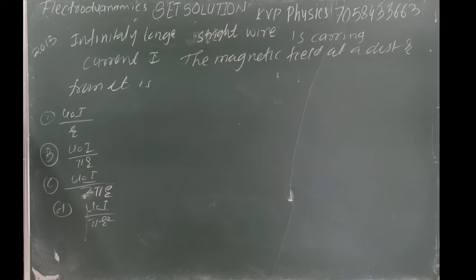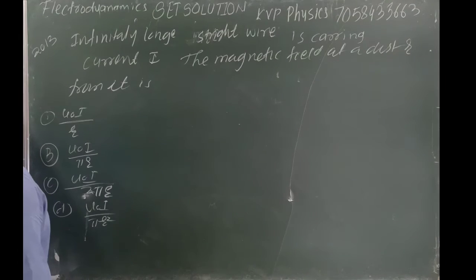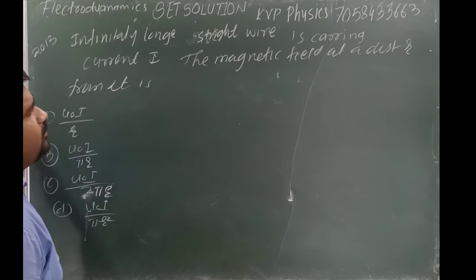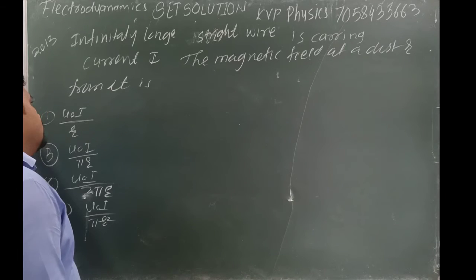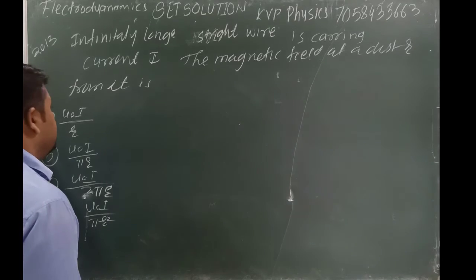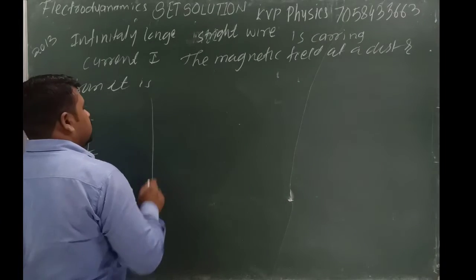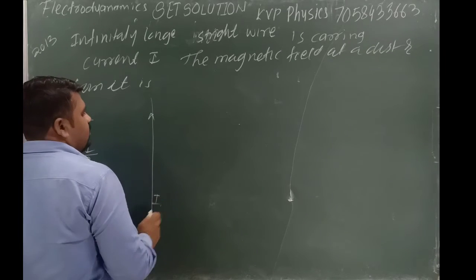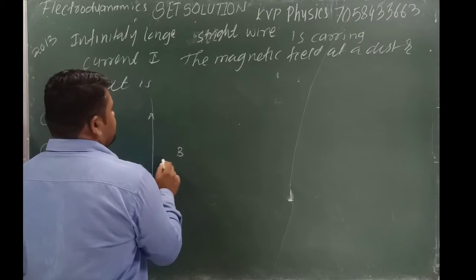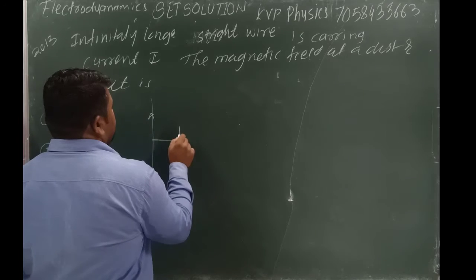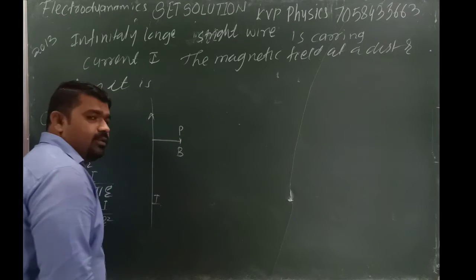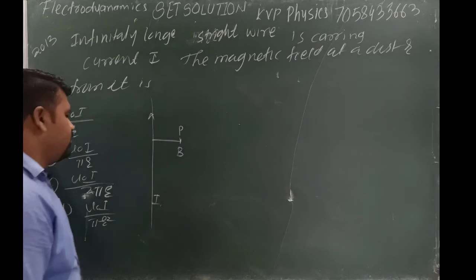Here a question is asked on magnetic field. Infinitely large straight wire is carrying current I. Then magnetic field at a distance R from it is? Now consider this one is a wire carrying current I. What is the magnetic field at a distance R? Suppose point P is here. What is the magnetic field at a point B?